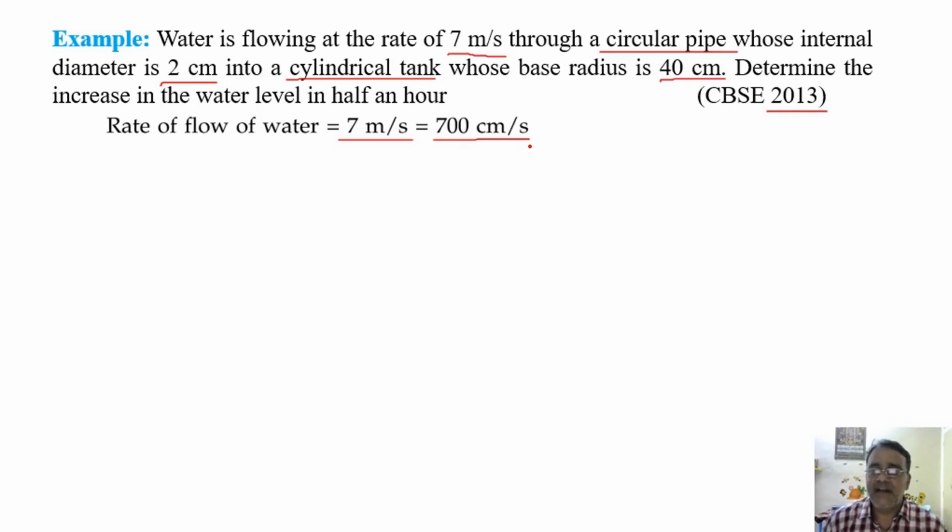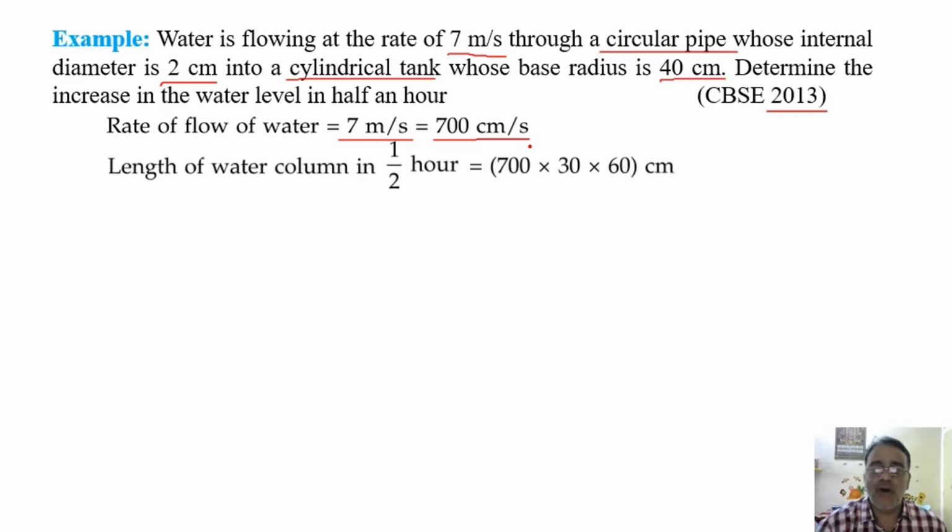Okay, and the length of water column in half an hour will be equal to, this is per second, per half an hour means into 30 into 60. In 1 hour, the total number of seconds is 3600, 60 into 60. So half an hour will be 30 into 60.